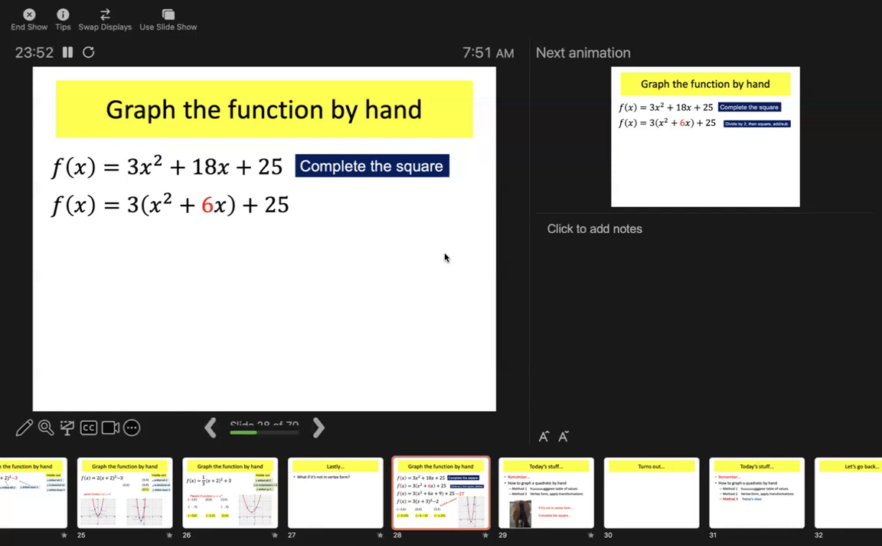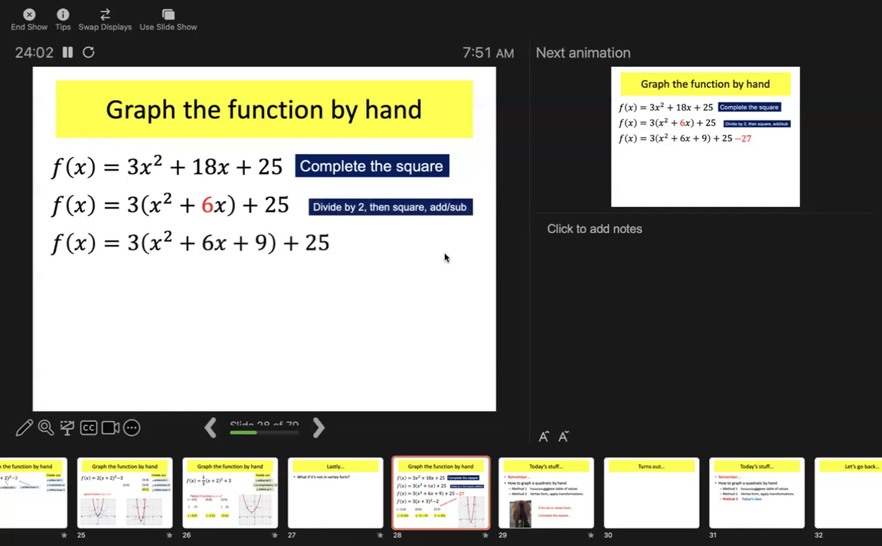Okay, we make our new c value. So that's the red number divided by 2 squared. 6 divided by 2 is 3. 3 squared is 9. So I'm going to add 9 to the inside of the parentheses. But I just added 9, but it's not really 9. It's 9 times 3, because 3 is on the outside. So I really just added 27. So in order to balance it out, I have to subtract 27. Then I factor this. What 2 numbers multiply to 9, add to 6? 3. So x plus 3 squared. And then magic, that's the magic, right? It turned into vertex form.